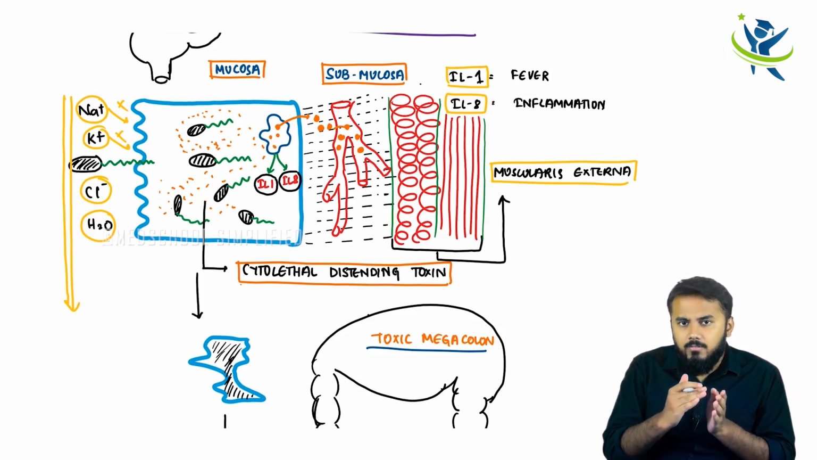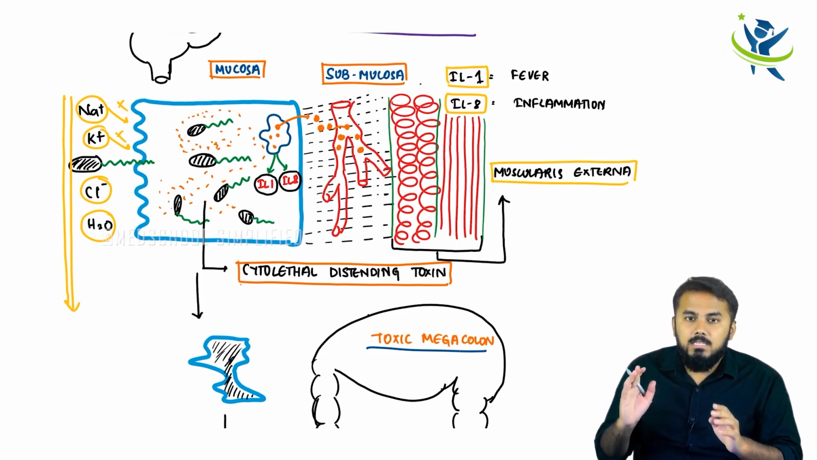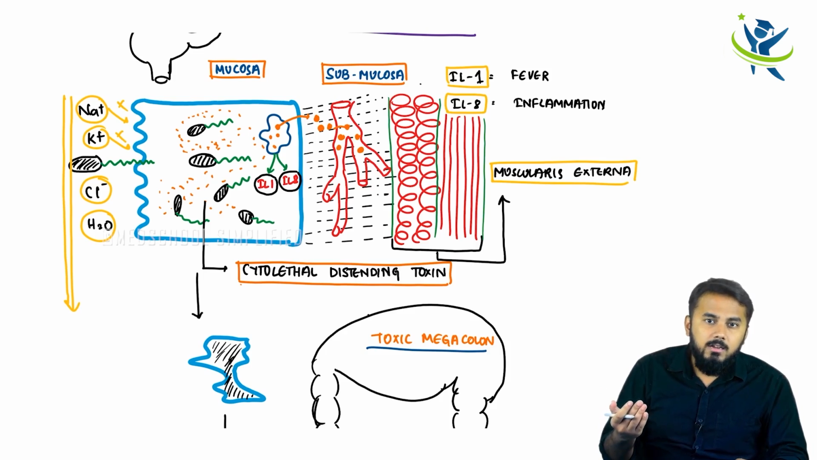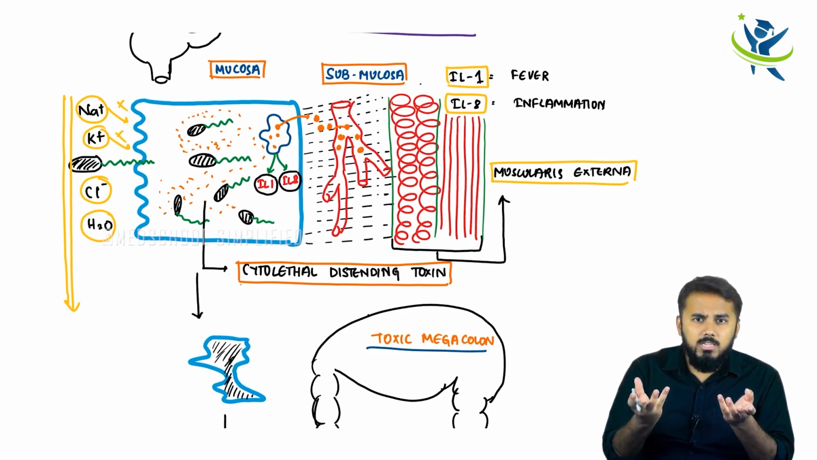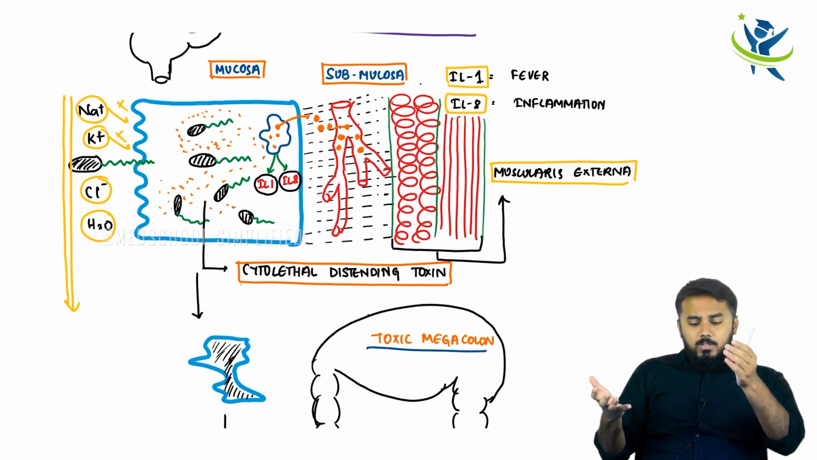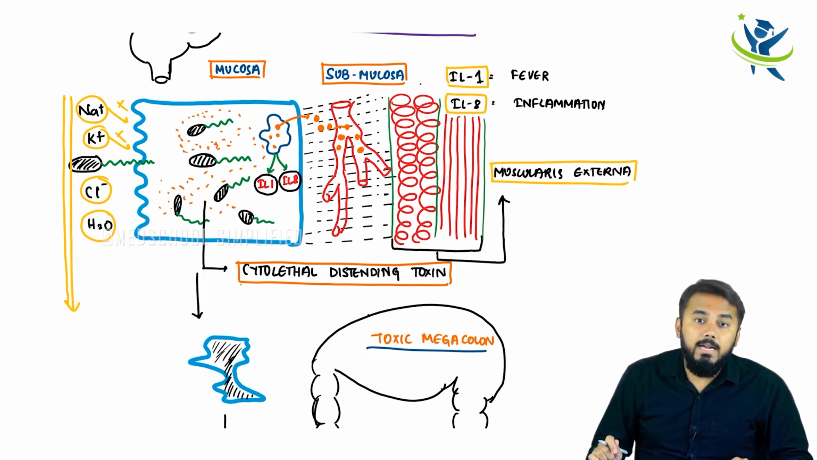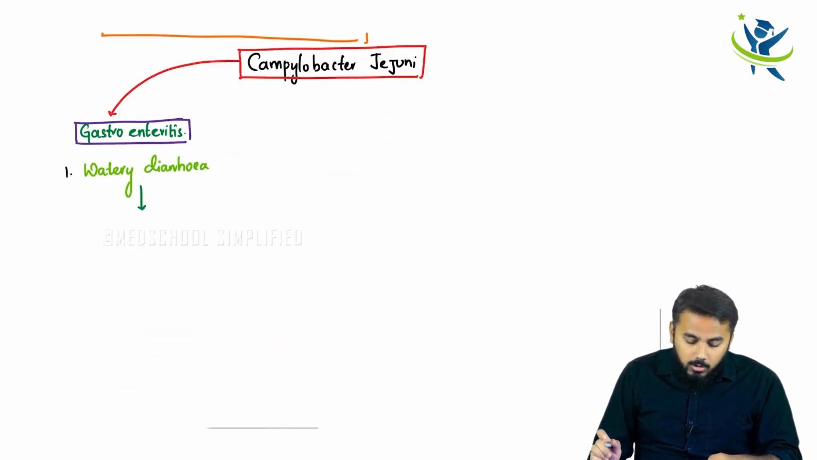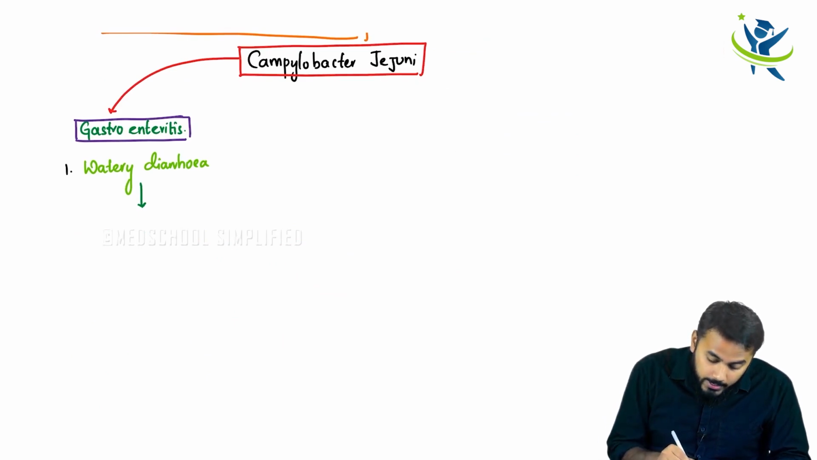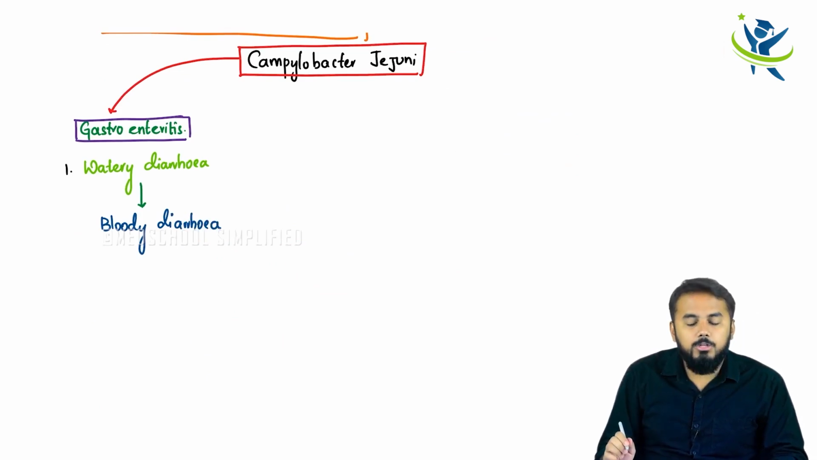But if the infection enters a little more inside the submucosa, then it will damage the blood vessels, leading to hemorrhage, right? You know what hemorrhage is, right? There is breakdown of the vessels. So along with the watery diarrhea, blood also comes, and together they lead to bloody diarrhea. Watery diarrhea is going to progress to bloody diarrhea.